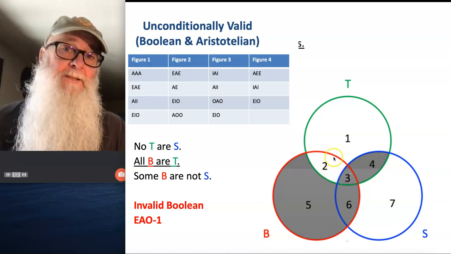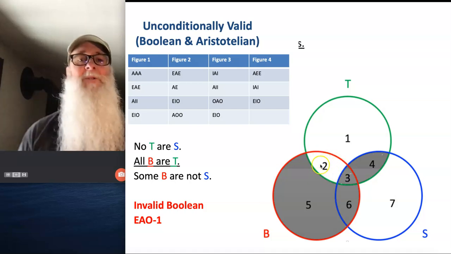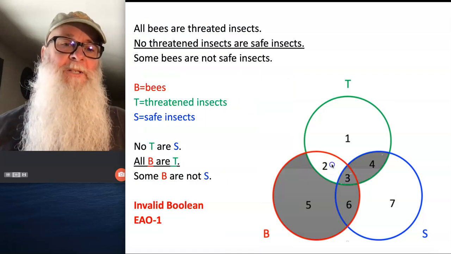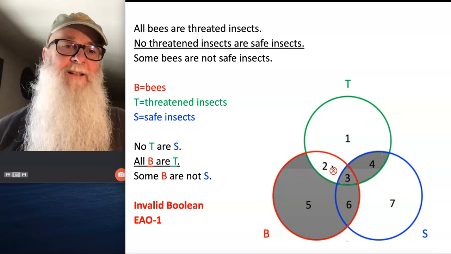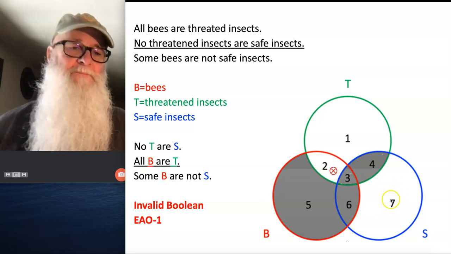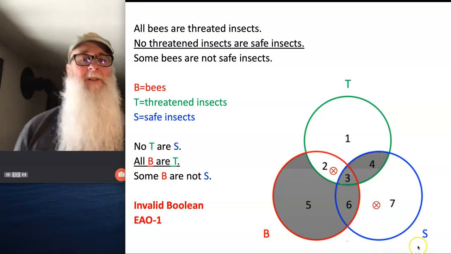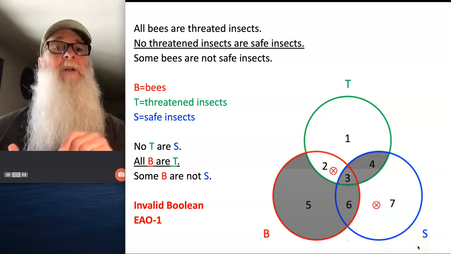But the B circle is. Area 2 is the only area where any B's can be. So if they're all there, there's got to be at least one there. Same thing with area 7. It's the only area where any S's can be. So if they're all there, there's at least one there, and I get to mark my X with the circle around it.